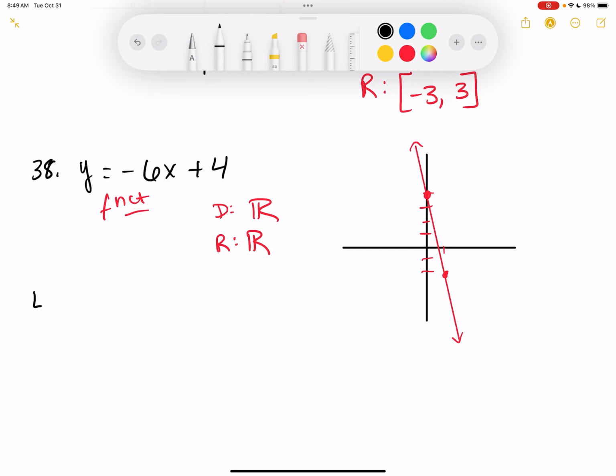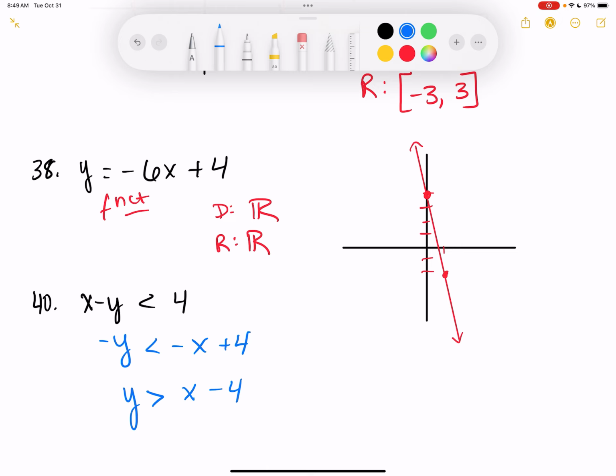All right, 40: x minus y is less than 4. So I need to determine if y is a function of x. So what might I need to do? Get y by itself. How would I do that? Subtract x, so that gives me negative y is less than negative x plus 4. And then do the old subtraction thing, so y is greater than x minus 4.